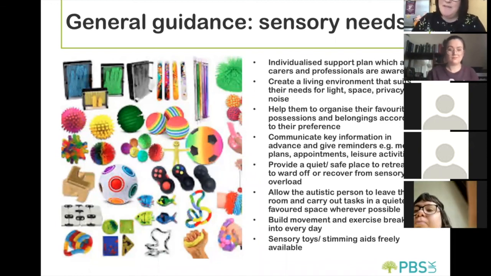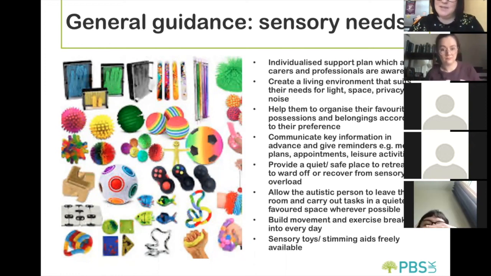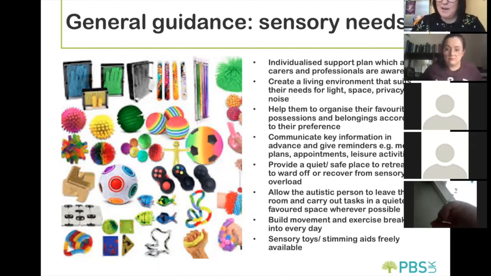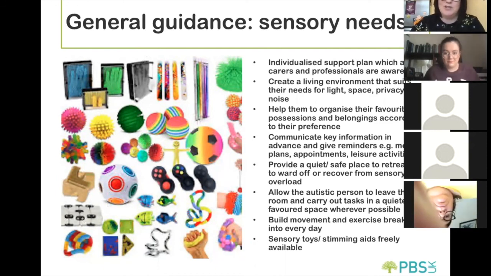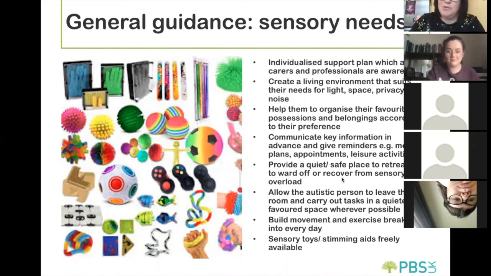So just bear in mind everything that's going on around that person, all of that sensory stimulation, that difficulty filtering out, making sure we give people the best chance to understand what's happening and when and why. Using as many visuals as possible is really important. Provide a quiet, safe space to retreat to, to ward off or recover from sensory overloads. Allow that autistic person to leave the room and carry out tasks in a quieter or favoured space wherever possible.